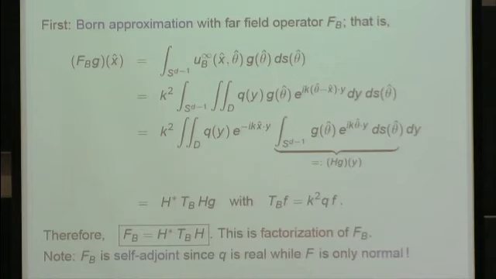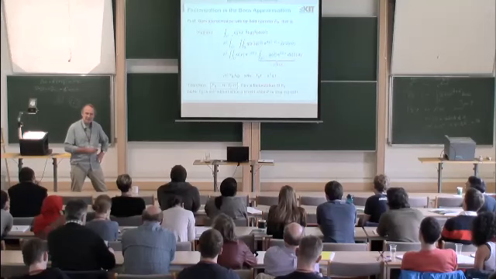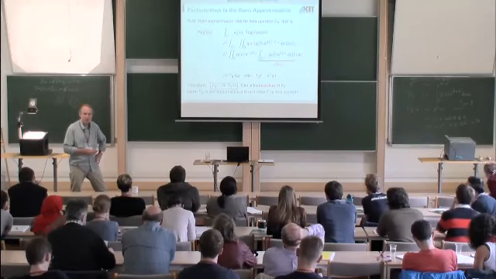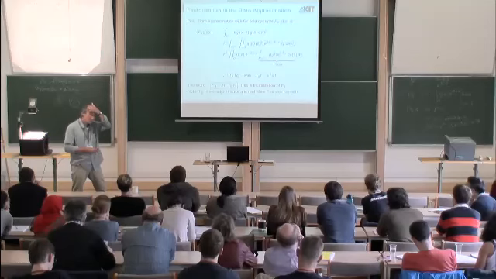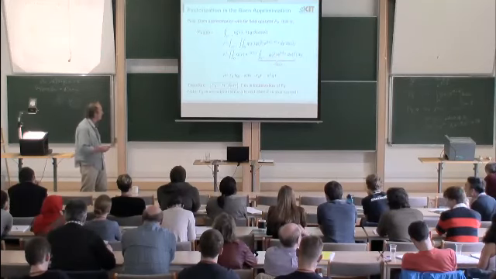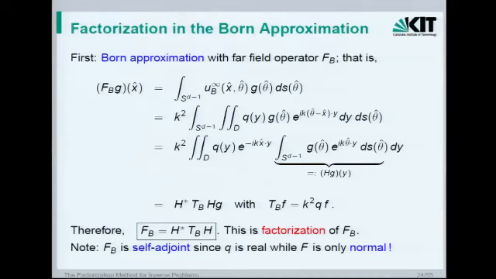So somehow you can directly see from the data whether the Born approximation is a good approximation or not. You check whether this operator is self-adjoint or not. If the Born approximation should be valid in some sense, then the discrepancy between F and F star should be small.